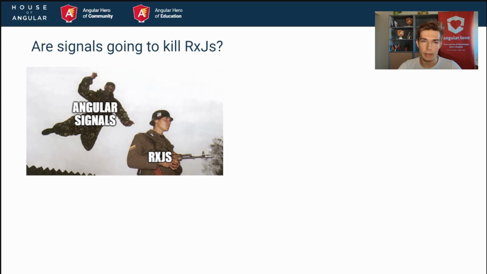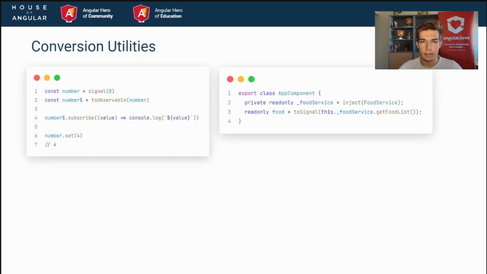Another reason why Angular signals won't kill RxJS, in my opinion, is that the Angular team introduced to us the conversion utilities. The two functions called toObservable and toSignal allow us to convert a signal to an observable and the other way around. Thanks to those utilities, we are able to connect those two different worlds together and work in them continuously.